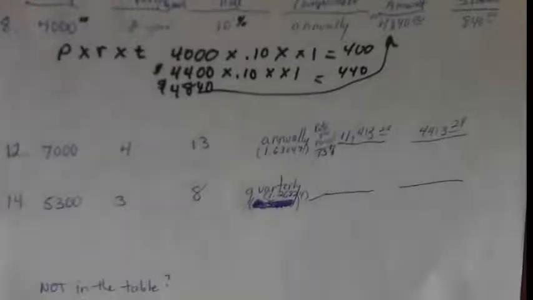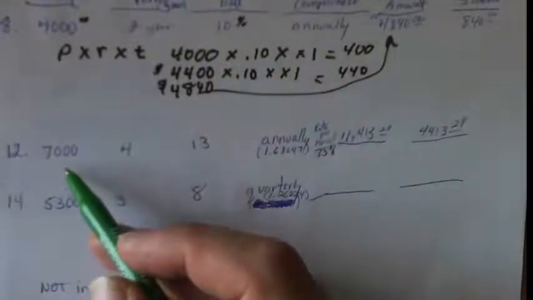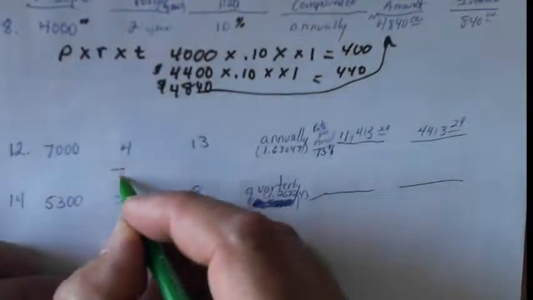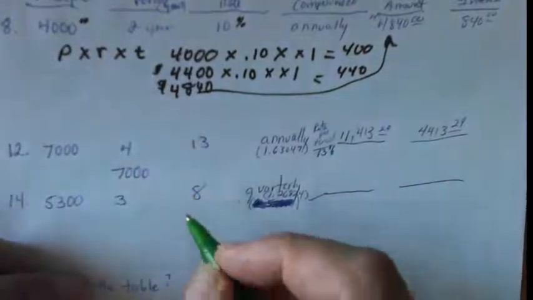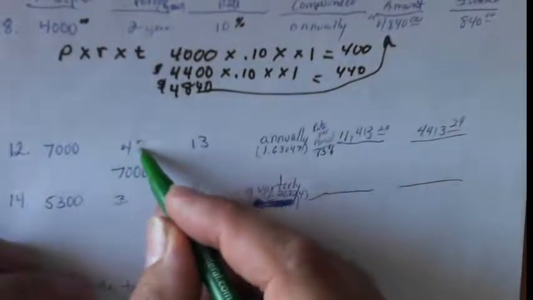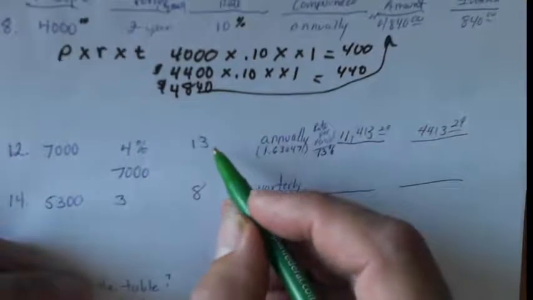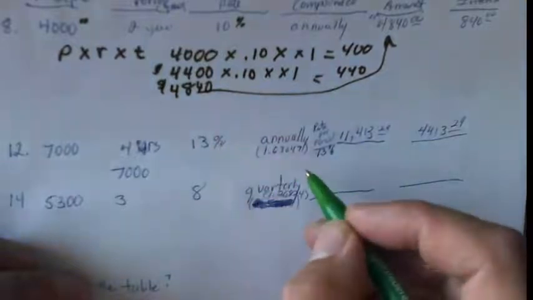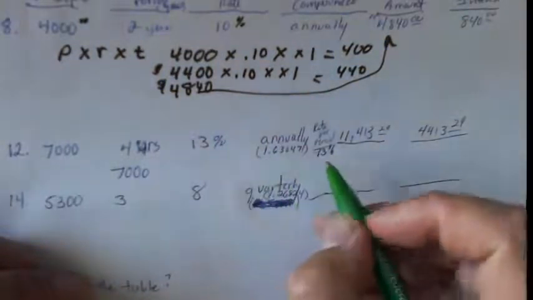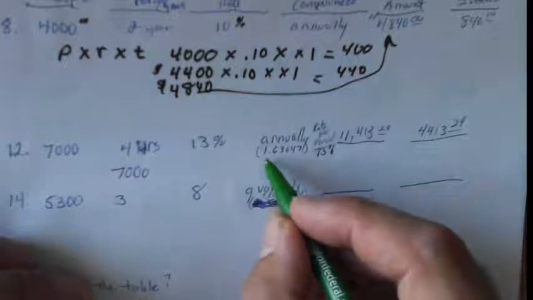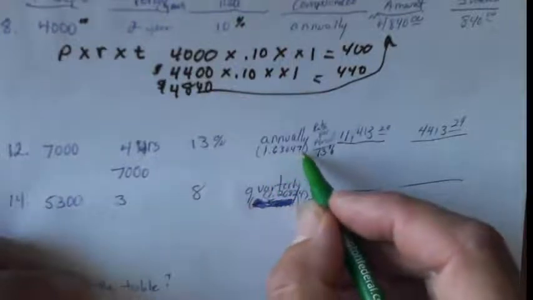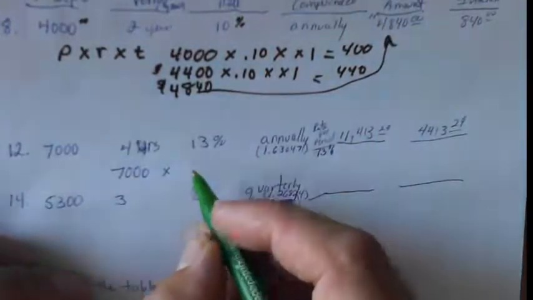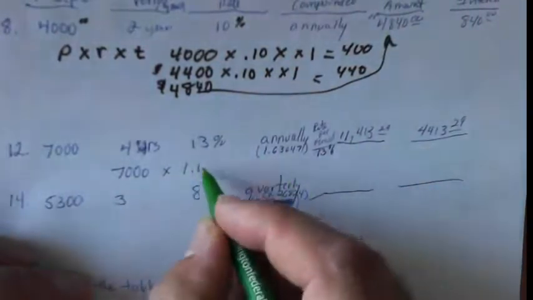So using our chart, number 12 is given there. They had 7,000. So that's your principal. And it's a rate of 4%. Oh, excuse me, this is the years. This is the rate. And so when you look on your chart, you would get 1.63047. And then we would multiply that by the 7,000.